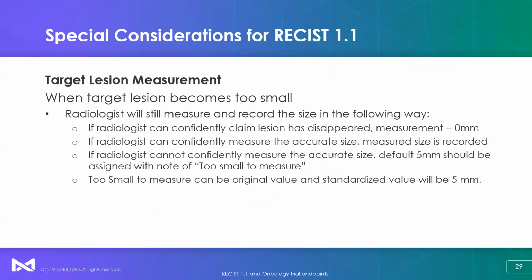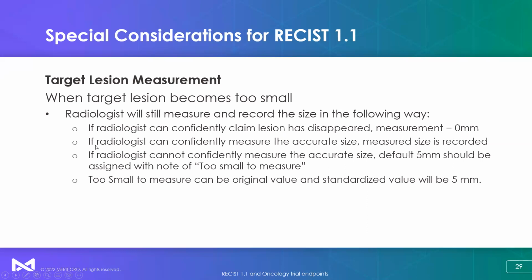Also, target lesion measurements with the too small to measure cases. When the target lesion becomes too small, radiologists will still have to measure and record the size in this way. So if the radiologist can confidently claim that the lesion has completely disappeared, then in that case, the measurement should be put as 0 millimeters, with just a simple annotation, such as an arrow or a circle, where the lesion would have been.